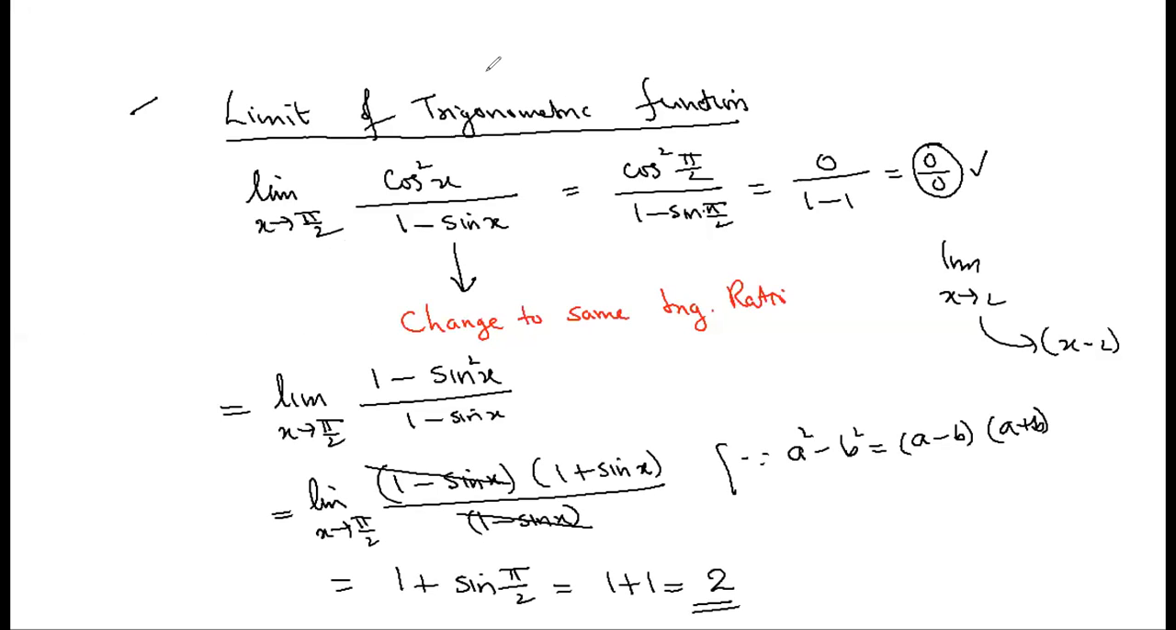So what are the steps in trigonometric function? Tell me the steps in trigonometric function. If 0 by 0 comes, then what should we do? We have to change. First you change to the same trigonometric ratio. Then second step is bring the common factors or cancel the common factors.